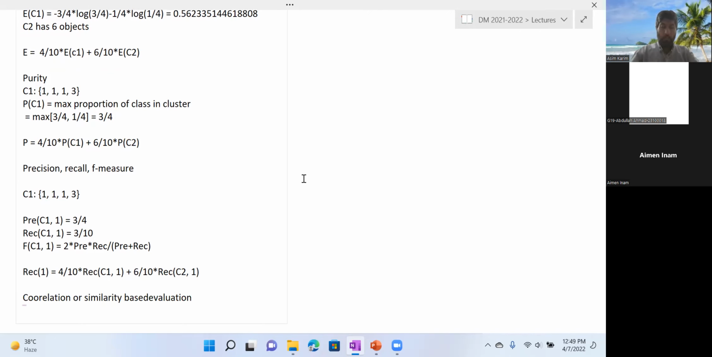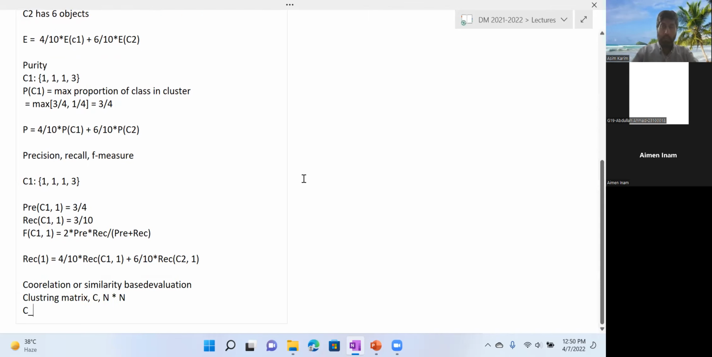Okay, so previously we had the similarity matrix and the clustering matrix. Now we have the clustering matrix and the class matrix, the true matrix. So the clustering matrix, let me say this is C. This of course is an n by n matrix, and Cij is equal to 1 if xi and xj belong to the same cluster, and of course 0 otherwise.